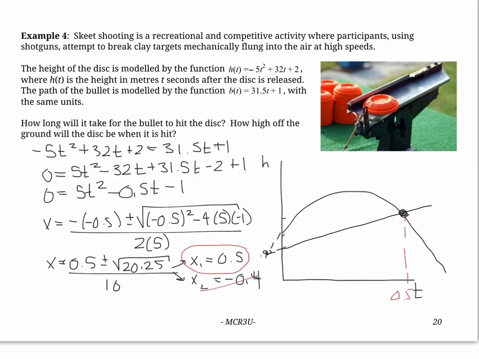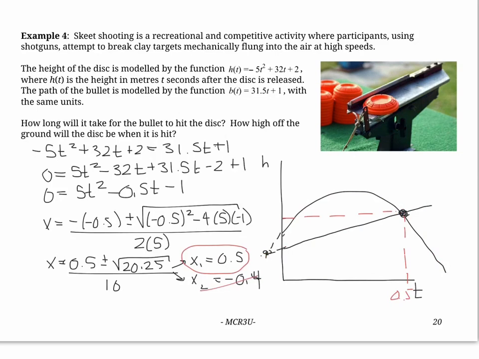It says, how high off the ground will the disc be when it's hit? So we have to find this height. We're going to plug in this 0.5. The question is, which equation are we going to plug it into? The line or the parabola? Take a look at it carefully. I want to figure out what this height, or this y value, is. Doesn't this point exist on both the parabola and the line? Yes. So I could plug the 0.5 into the line, or I could plug it into the parabola. I'm always going to go with the line because the line is so much easier to plug into. So I'm going to plug 0.5 into our line.